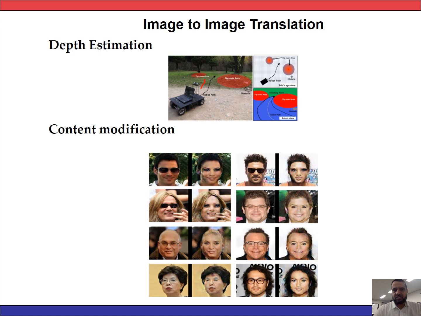The third one is related to the content modification. Suppose this is the face image. What we are going to do is we want to modify the contents or some features in this face image. Suppose this is a person with eyeglasses, so we want to remove the eyeglasses from him. Similarly, we want to change the hairstyle, or we want to convert him to some other gender. Similarly, you can see here. So this is related to the content modification.